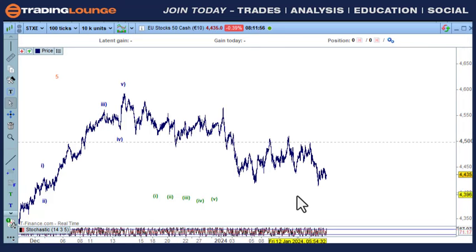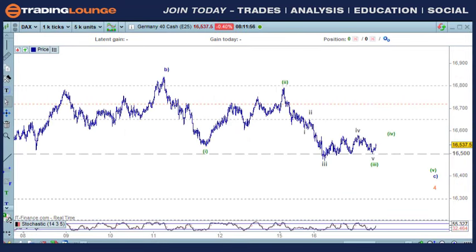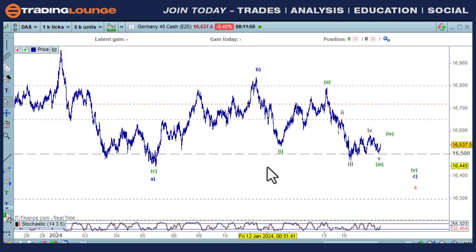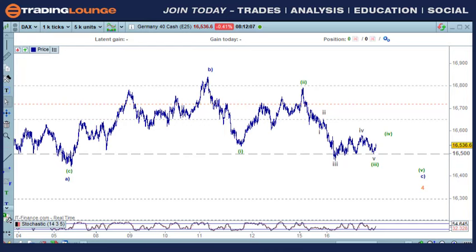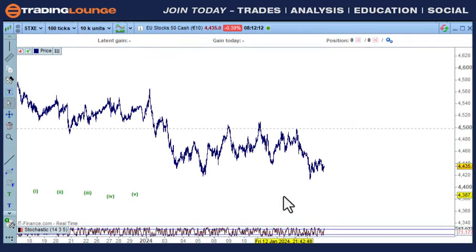But this little sort of area in here, it has taken the low out here where the DAX is sort of struggling on that. It hasn't taken this low out here like it has on this stock 50 here. So that's kind of good in its way.